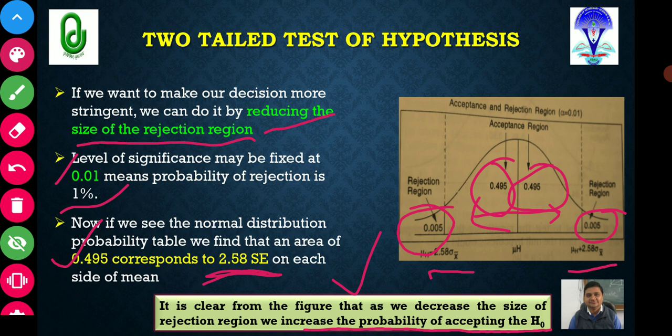So if we are decreasing the rejection region, we are increasing the probability of accepting the null hypothesis. You will understand this in a better way when we discuss a practical example on the test. Just remember, as we are decreasing our rejection region, the acceptance region will be increasing and the chances of getting the null hypothesis accepted will be more.